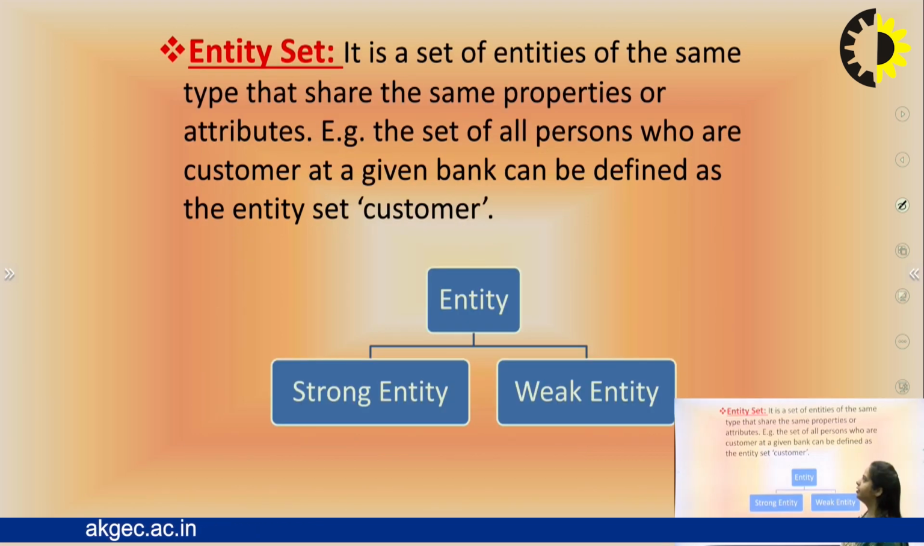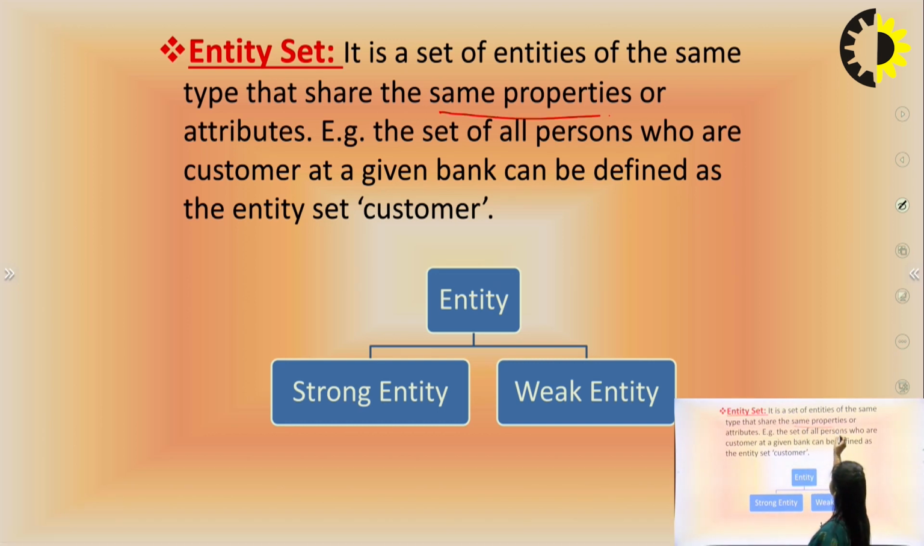Now come to the entity set. It is a set of entities of the same type that share the same properties. Basically, a collection of entities that share the same property is known as an entity set. For example, the set of all persons who are customers at a given bank can be defined as the entity set customer.